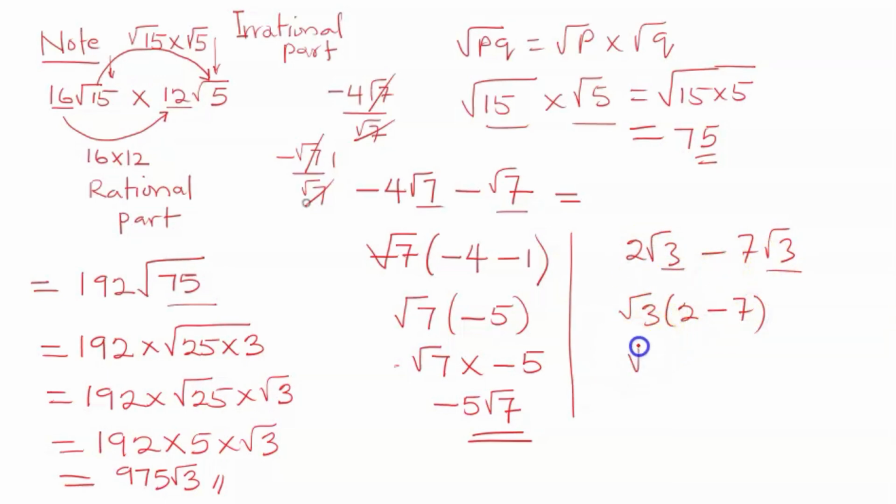When you do this, you are going to have root 3 into negative 5. So what you're going to have is minus 5 root 3. You see, it's very simple. There is no big deal about it. So I believe with this, we should be able to handle questions on operations of surds.